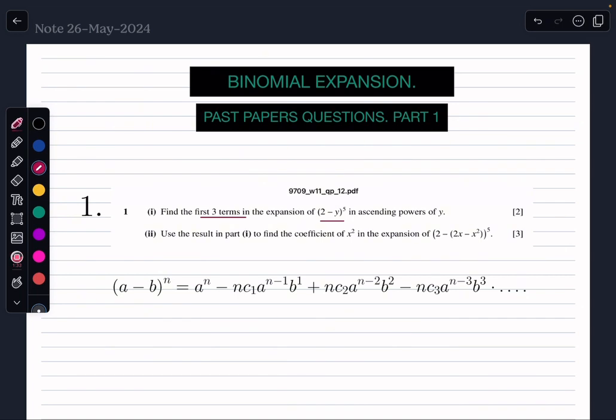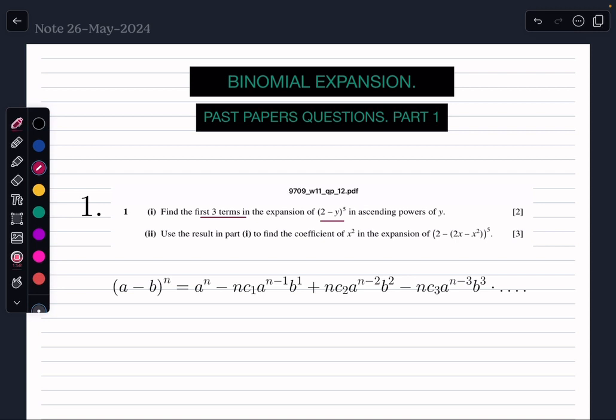Here I should know that I'll have to apply the binomial theorem, for which a minus b to the power n equals a to the power n minus nC1 a to the power n minus 1 b to the power 1 plus nC2 a to the power n minus 2 b to the power 2 minus nC3 a to the power n minus 3 b to the power 3, and so on.